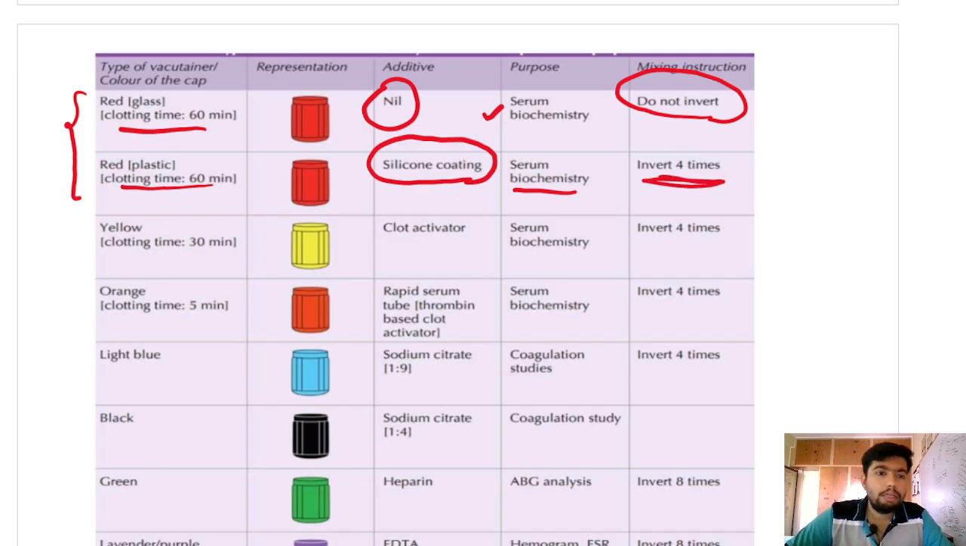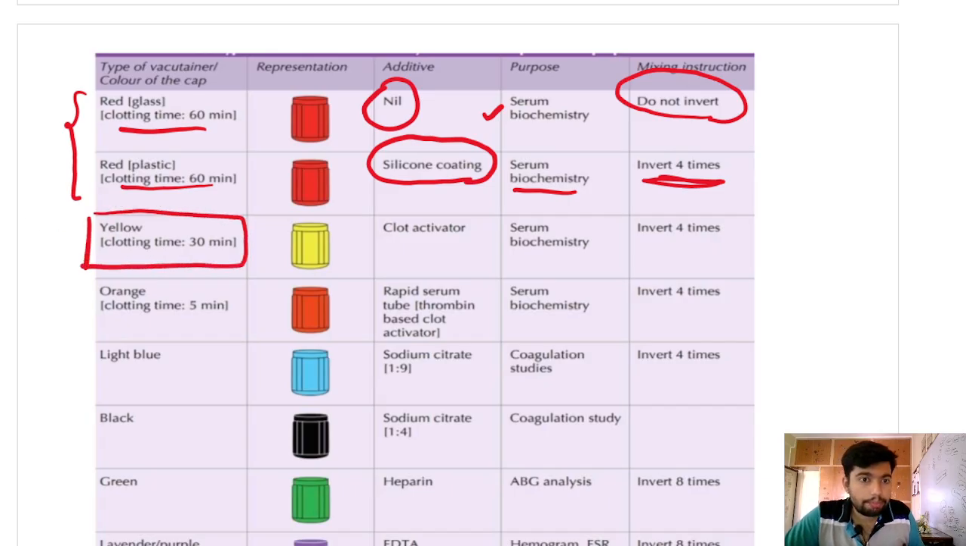Okay. Now this is yellow color. I have already shown the gel clot activator tube. Okay. The clotting time here is drastically reduced to 30 minutes. You can see here the clotting time is only 30 minutes. So whenever you are taking the blood and sending it to the biochemistry lab in a clot activator tube, your serum is separated in only 30 minutes. Also, you have to invert it 4 times.